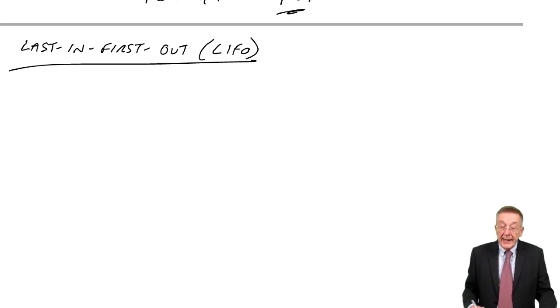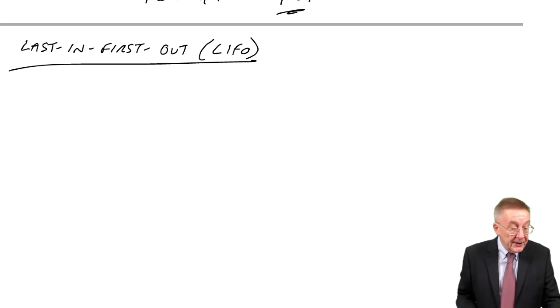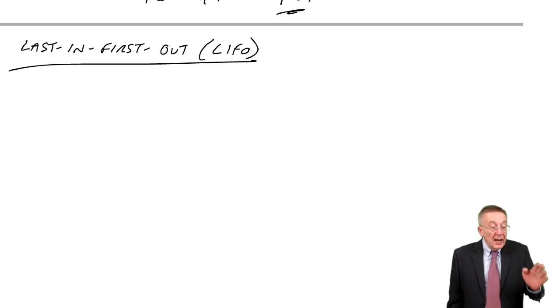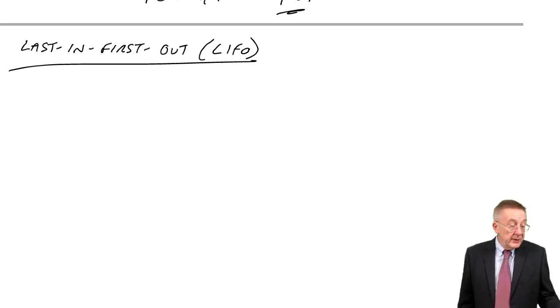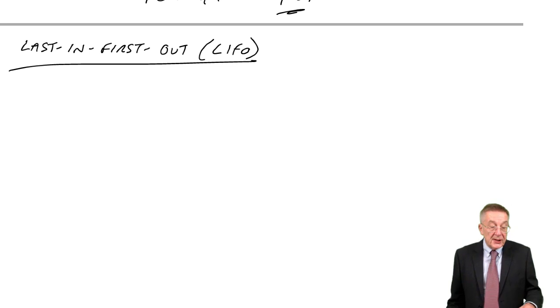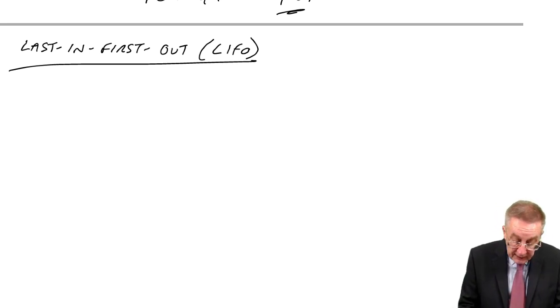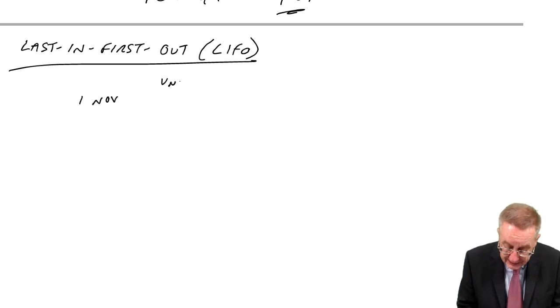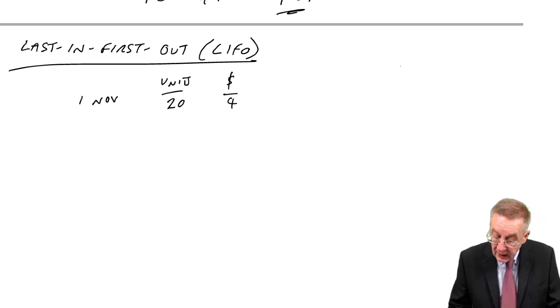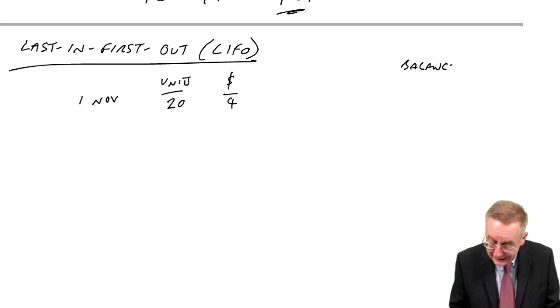Now here there is no quick way. We have to go through it step by step and look at example 2. It's exactly the same question as we did before, but this time we'll do it our last in, first out approach. Last in, first out. And so, what do we start with? On the 1st of November, with 20 units, which cost $4 each. And so our balance, at that stage, 20 units, $4. The inventory is worth 80.